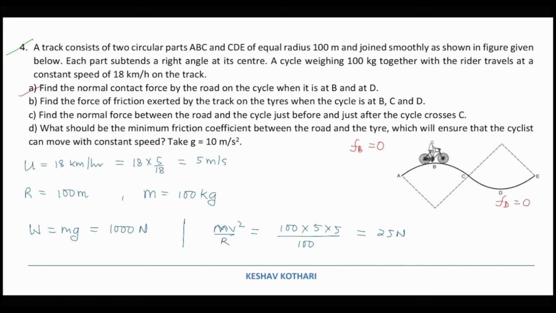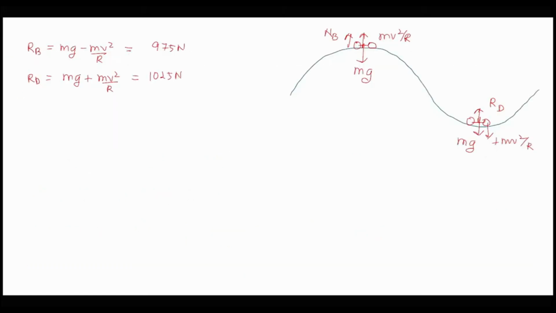If I consider point C, I can redraw it in this way, that it is subtending an angle of 90 degrees. So this angle over here will become 45 degrees for C.